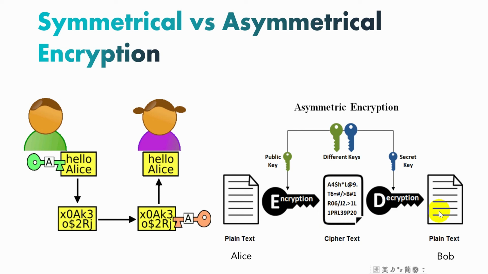So this is why it's asymmetrical. It has two different keys. This way, as long as the secret key remains secret and no one knows about it, this would be basically impossible to crack for an outsider.